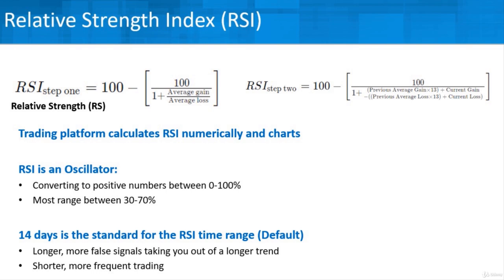If you go longer than that, you're going to see more false signals taking you out of a possibly longer trend. And if you go shorter, you might experience more frequent trading, because it's going to give you buy and sell signals more frequently. So 14 days seems to be the sweet spot when you're using an RSI, and I would tend to recommend just staying with that. It'll be a default in your trading platform. You can change it, but that would be the default and what I would recommend using too.